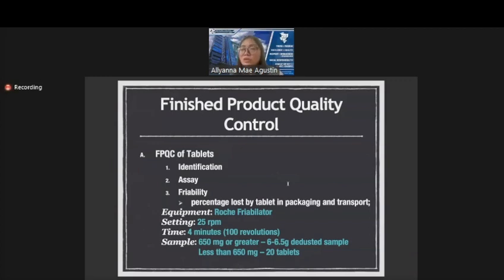A tablet that is shaken continuously for a long time can shed powder, so it loses weight. That's your friability. The instrument used is the friabilator set at 25 revolutions per minute for 4 minutes. So 4 times 25, that's 100 rotations, 100 revolutions all in all. You check 20 tablets, or if the tablet weighs more than 650 milligrams, you weigh tablets equal to 6 to 6.5 grams as samples.